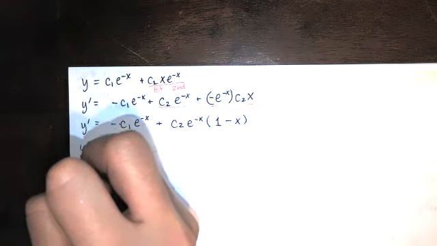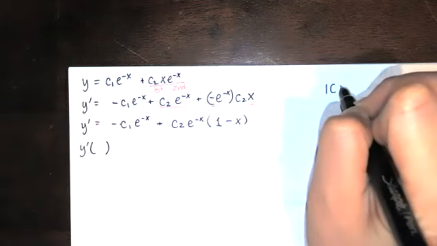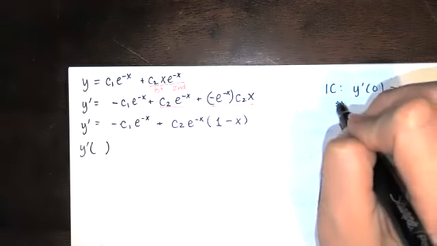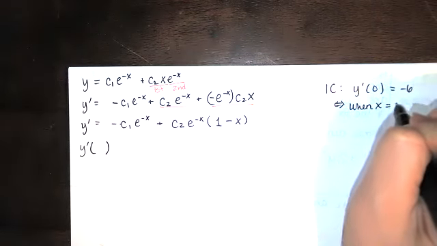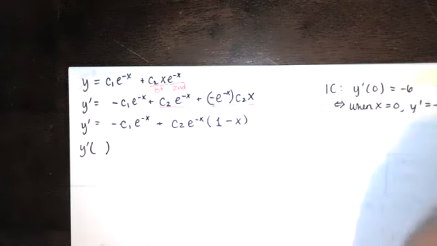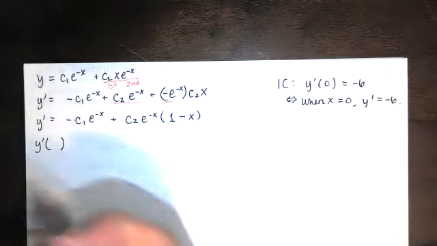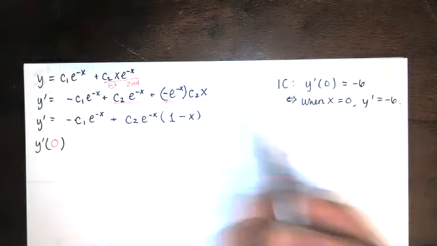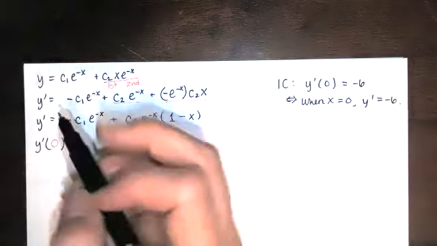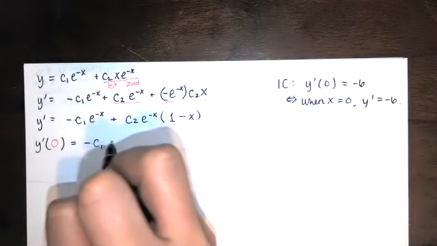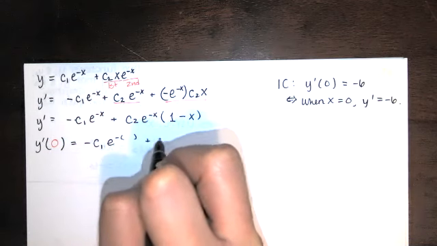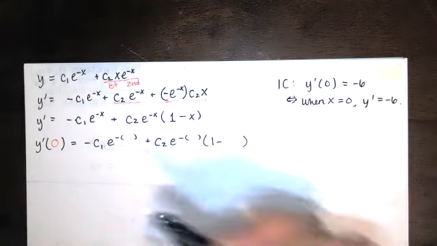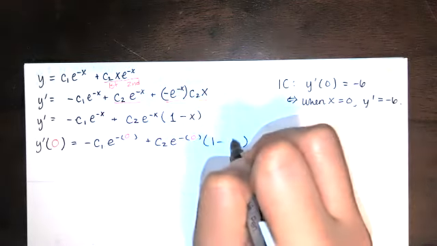Now let's evaluate this at 0, because we know our second initial condition is that y prime of 0 is equal to -6. So that means that when x is 0, y prime is -6. So let's figure out what y prime would be in general in terms of C1 and C2, and then we'll set that result equal to -6. So y prime of 0 is going to be C1, or this. Well, I'll just write this down. I'm just using parentheses as a placeholder for x, and then replace all my x's with 0.